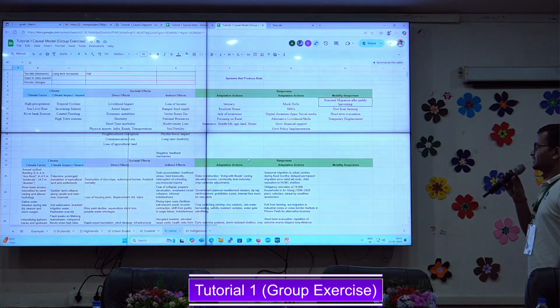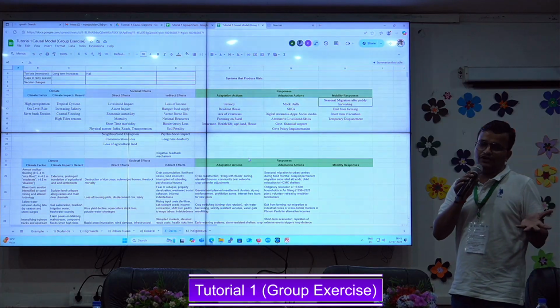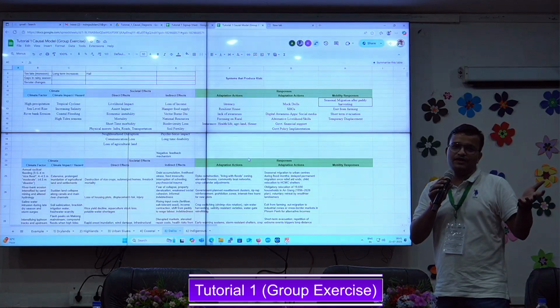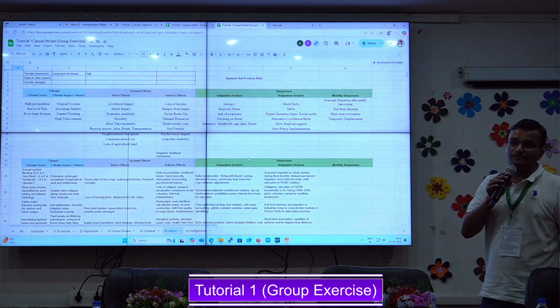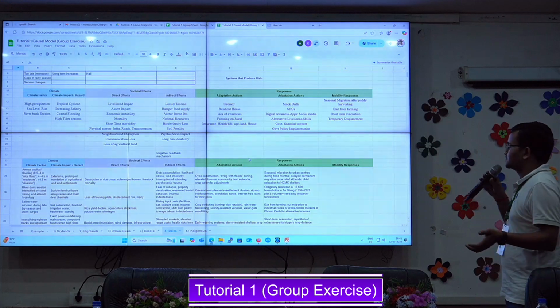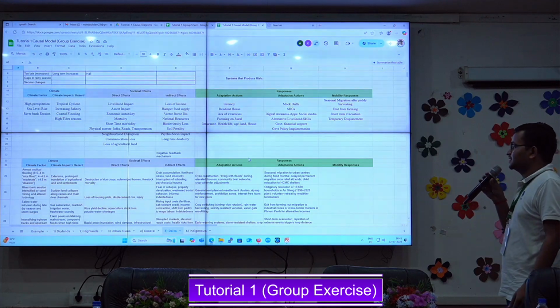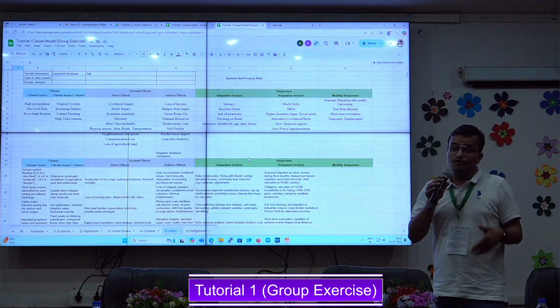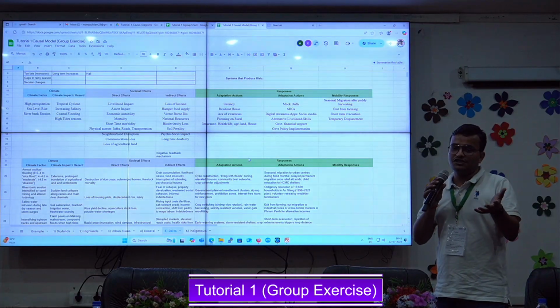So the adaptation action is crop switching. This is the main one. We know that if you shift the crops, we can produce more crop and boost our income for this particular society. And another adaptation action is the exit from farming and moving towards industrialization, working in the industries.